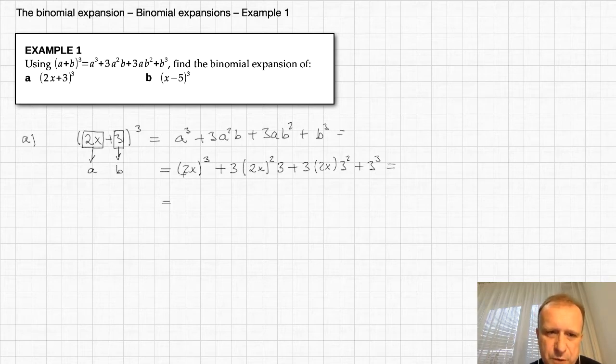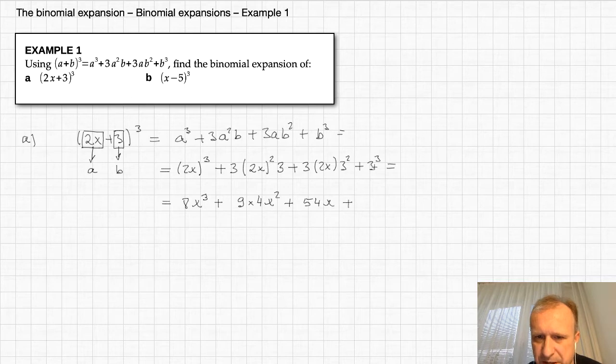Equals, so you have 2 to the power of 3 times x to the power of 3, so it's 8x cubed, plus, here you have 3 times 3, which is 9, times 2 to the power of 2, which is 4, and x squared, plus 3 times 3 squared, which is 9, times 3 is 27, times 2 is 54x, plus, and here we have 3 to the power of 3, which is 27.